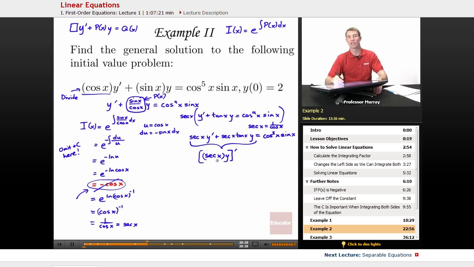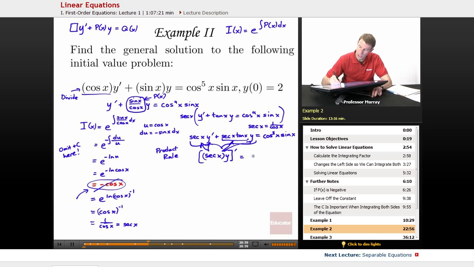Remember, the product rule says derivative of one times the other plus the derivative of the other times the one. And so that would have given us secant x times y prime, and then the derivative of secant is secant tangent times y. So that's exactly what we would have gotten via the product rule had we taken the derivative of secant x times y. The product rule is what works, and this is supposed to work for every linear differential equation. That's the whole point of this.